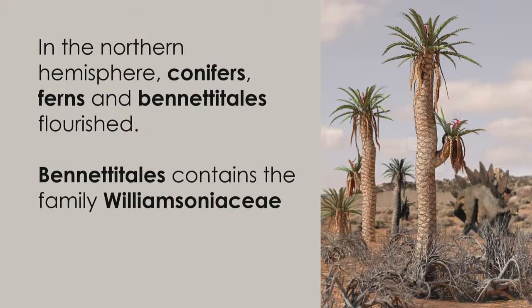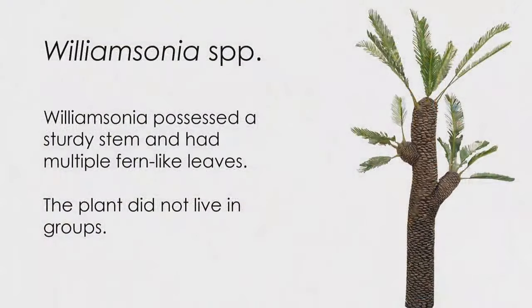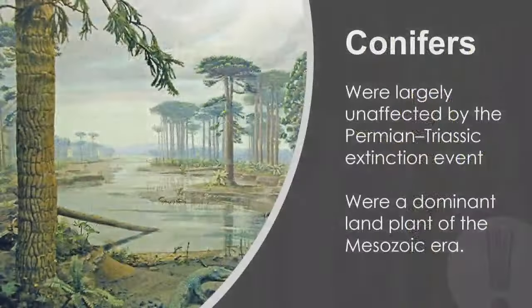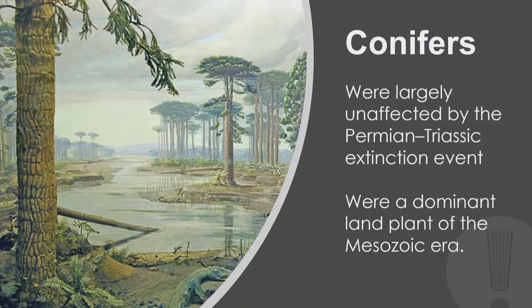In the northern hemisphere, conifers, ferns, and benetitales flourish. Benetitales contains this very characteristic tree you see a lot depicted with these Mesozoic environments, these Williamsonia trees. Williamsoniaceae would be the family. There's different species. Williamsonia possessed a sturdy stem and had multiple fern-like leaves. Did not live in groups. They lived pretty singularly. Conifers were largely unaffected by the Permian-Triassic extinction events, so that they were adapted to those dry environments.